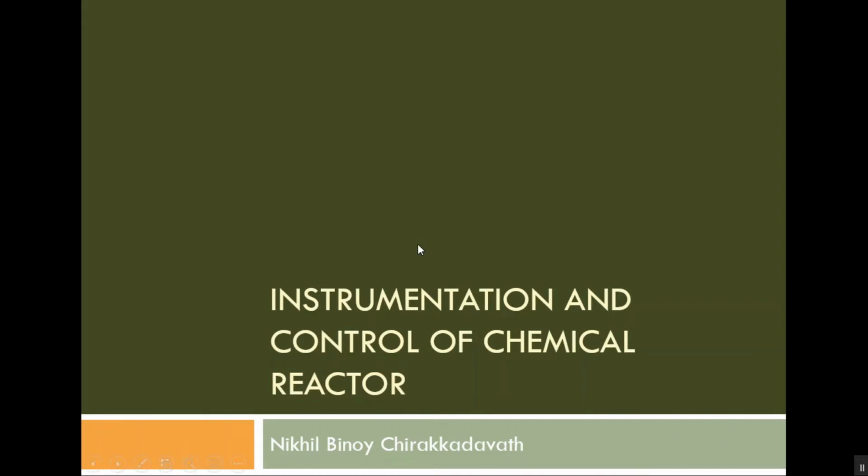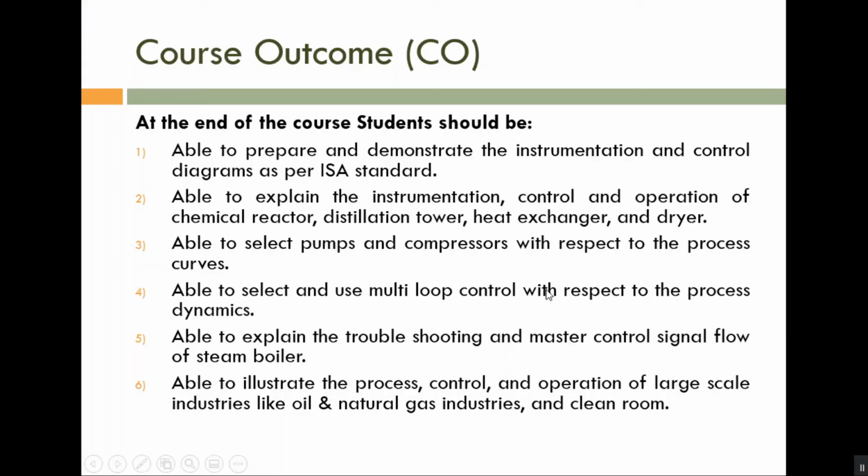Okay, so we are going to discuss instrumentation control of chemical reactor. We already discussed the course outcomes, and we already completed the first one, that you will be able to prepare and demonstrate the instrumentation control diagram as per the ISA standard. But the interesting thing is we are indirectly continuing the first course outcome, because in the remaining topics we are using the ISA diagrams as examples.